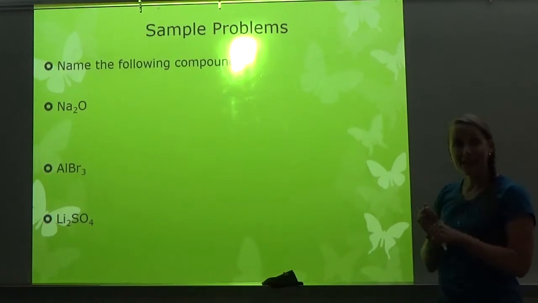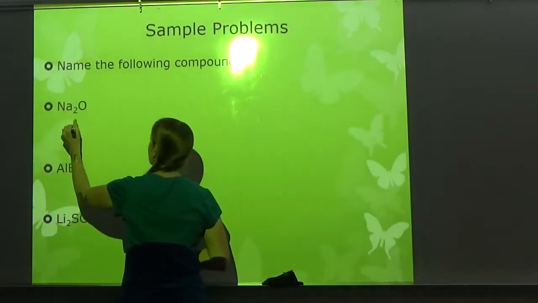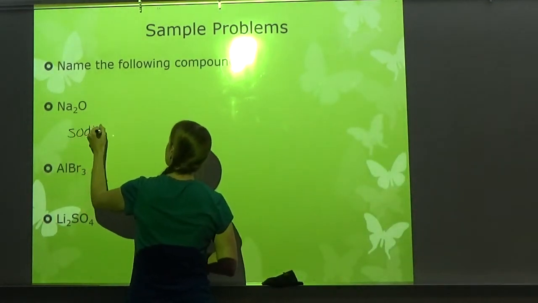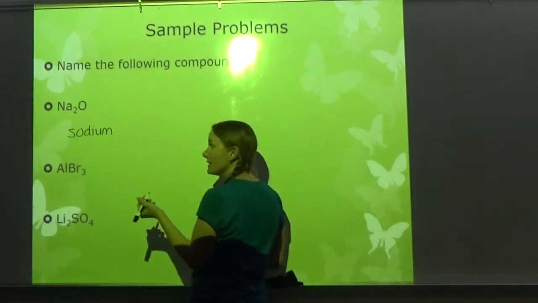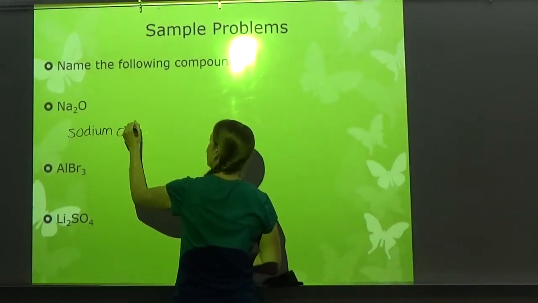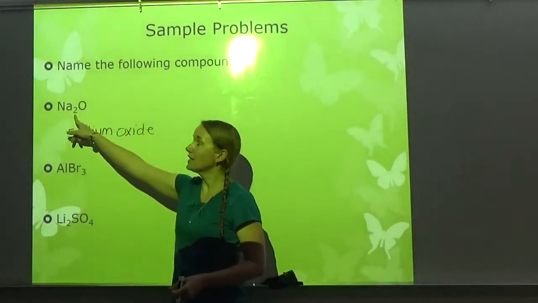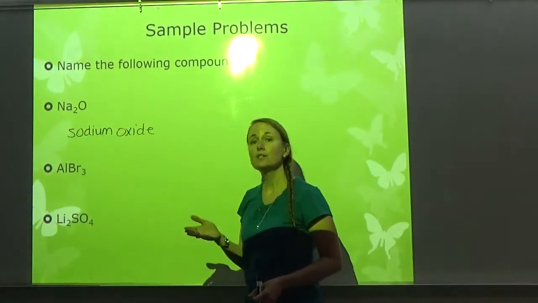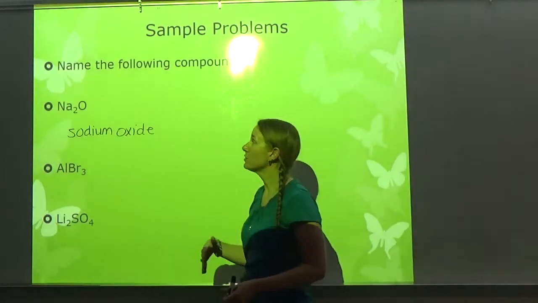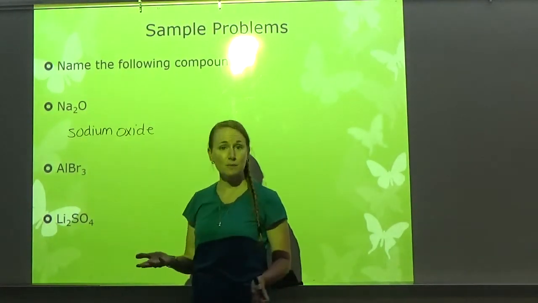Alright, so Na is sodium. So I'm going to put sodium, since it's first, it's the positive one. O is oxygen, but because it's second and the negative one, I'm going to call it oxide. Now notice I didn't do anything with the 2. When it comes to ionic compounds, we don't need to take into account the subscript.